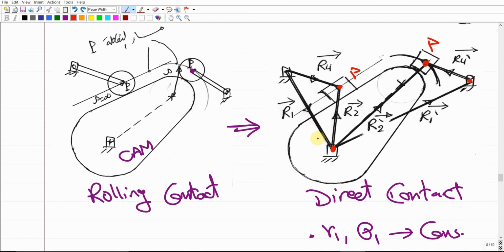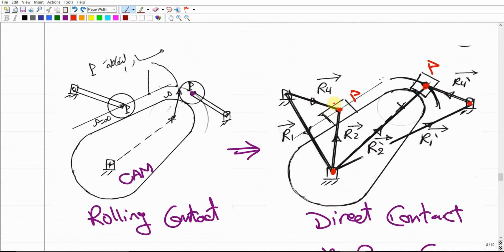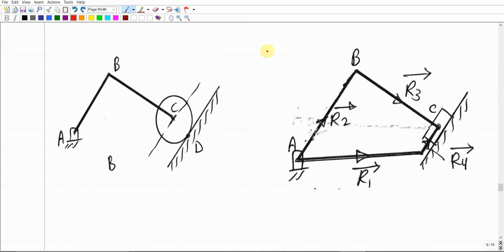As you can see, R1 is constant in terms of magnitude and direction. R4 is with constant magnitude but variable, or changing, or time dependent direction, but R2 has both R and theta variable, and that's why even for this case we're gonna end up with a Coriolis acceleration. Make sense? So this is for this mechanism.